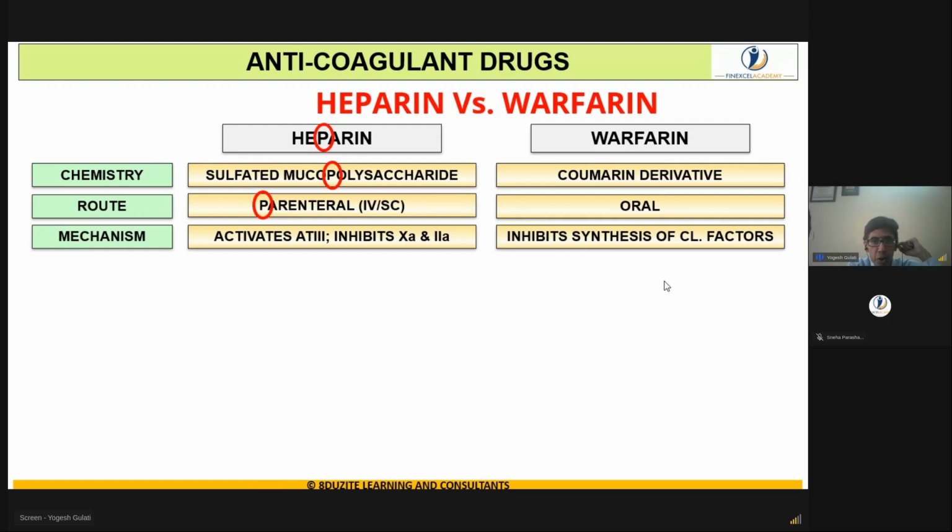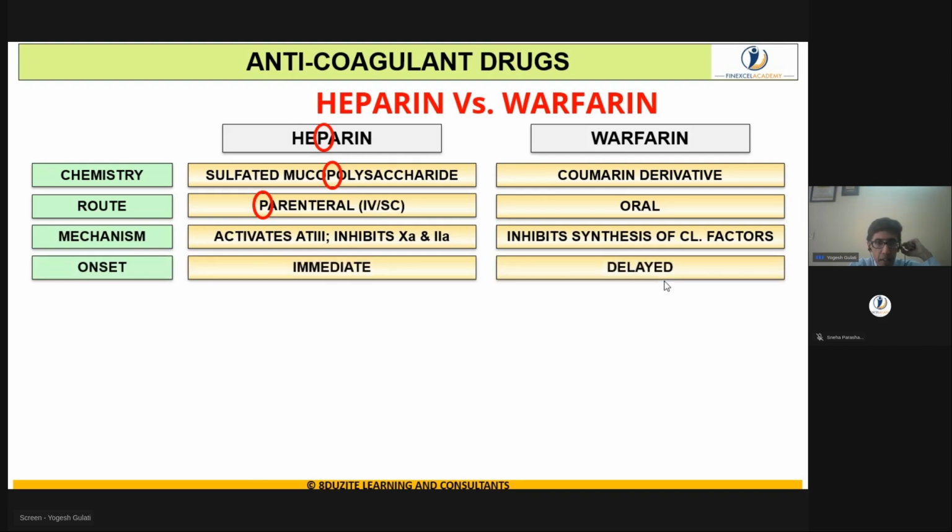It goes into the liver, stops the factory, inhibits the synthesis of clotting factors 2, 7, 9, 10. Onset. Obviously, we have talked about heparin is immediate. It will go into the ground, kill everyone. Immediate action. Warfarin will stop the factory. Whoever are like wandering in the streets, they will keep on working till they die. So warfarin action is delayed.